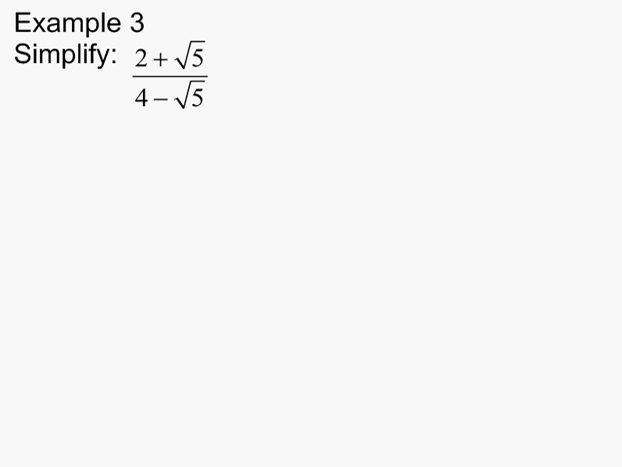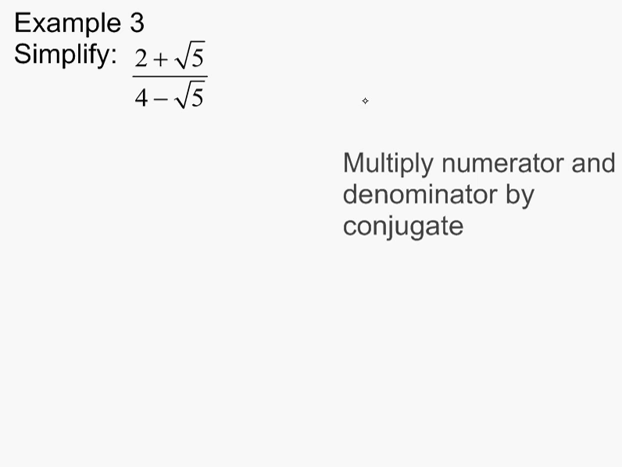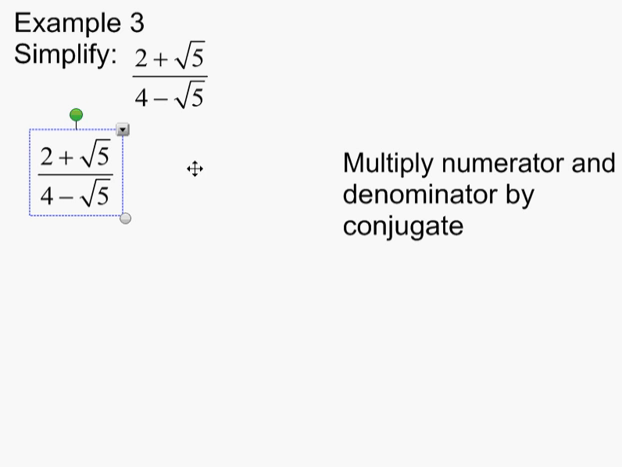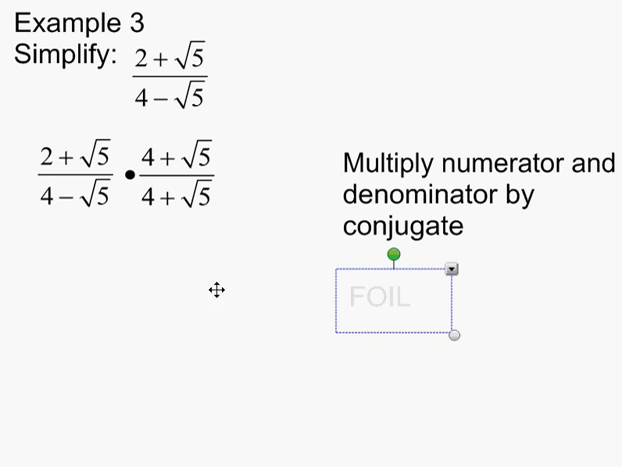Okay, final example. Simplify 2 plus radical 5 over 4 minus radical 5. So again, you're going to multiply the numerator and denominator by the conjugate. So here's the original, and here we are multiplying the numerator and the denominator by the conjugate. Now we're just going to have to FOIL.